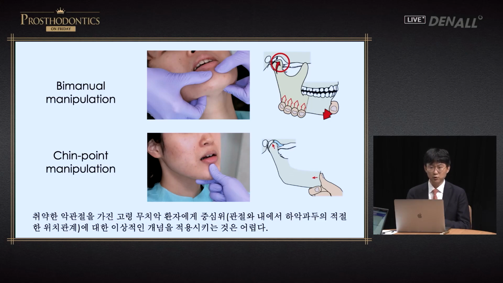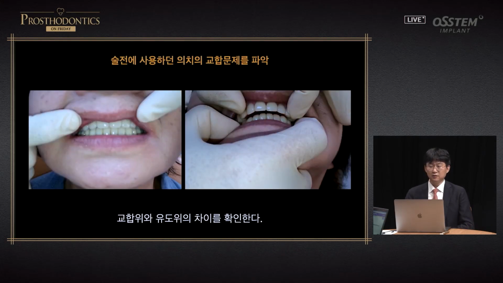The patients have a lot of gap in the TMJ, and if we apply force using chin point manipulation, the condyle will be pushed backward too much, and you need to understand this point. Looking at the patients who want complete dentures now, if you observe the old dentures that they used to use, you can learn a lot of things.